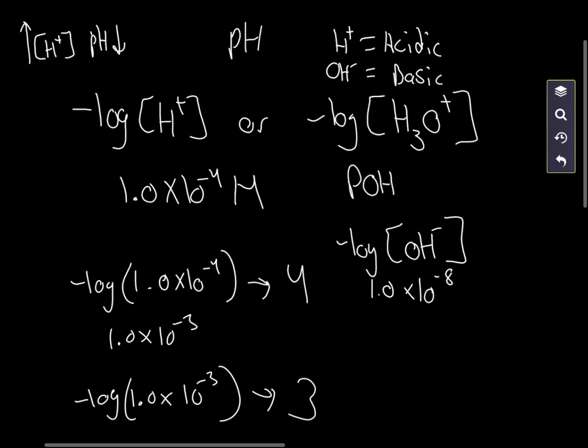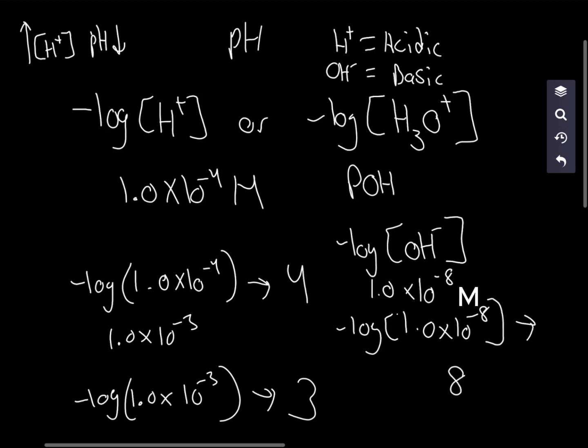When you put this into your calculator, you're going to get negative log of 1.0 times 10 to the negative 8. And this is going to spit out 8. So something with an OH minus ion concentration of 1.0 times 10 to the negative 8 will give you a pOH of 8.